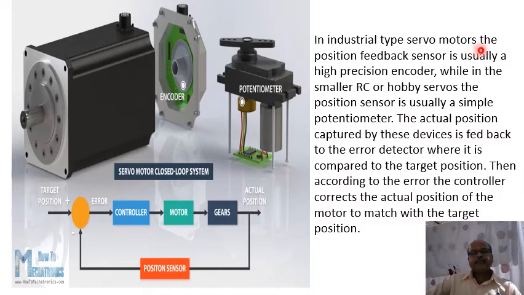So in industrial type servo motors, the position feedback sensor is usually a high precision encoder. This is a high precision encoder. This is a position feedback sensor. While in the smaller RC or hobby servos, the position sensor is usually simply a potentiometer. The actual position captured by these devices is fed back to the error detector, where it is compared to the target position. Then according to error, the controller corrects the actual position of the motor to match the target position.